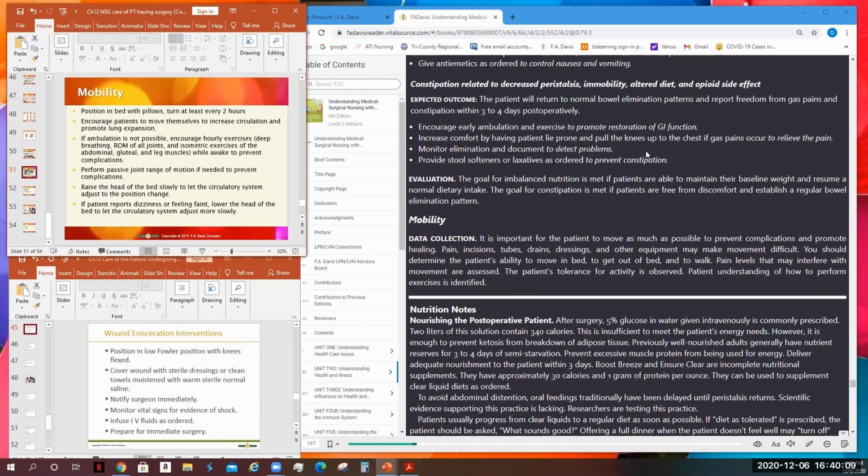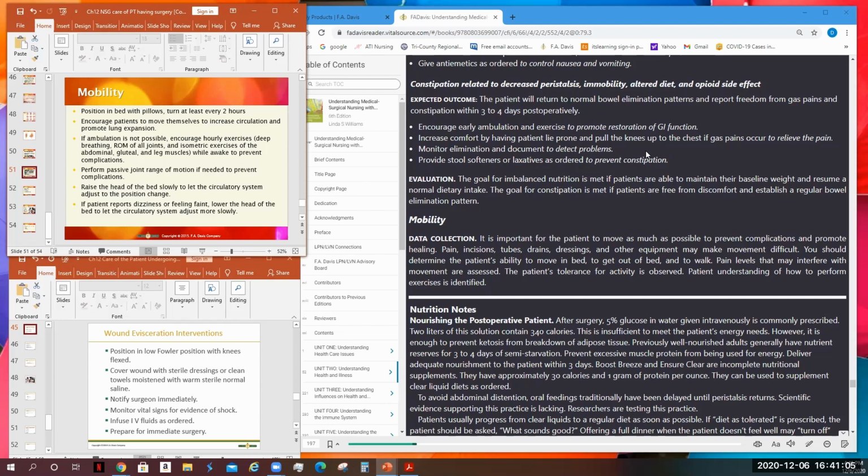Constipation related to decreased peristalsis, immobility, altered diet, and opioid side effect. Expected outcome: the patient will return to normal bowel elimination patterns and report freedom from gas pains and constipation within 3 to 4 days post-operatively. Encourage early ambulation and exercise to promote restoration of GI function. Increase comfort by having the patient lie prone and pull the knees up to the chest if gas pains occur to relieve the pain. Monitor elimination and document to detect problems. Provide stool softeners or laxatives as ordered to prevent constipation.